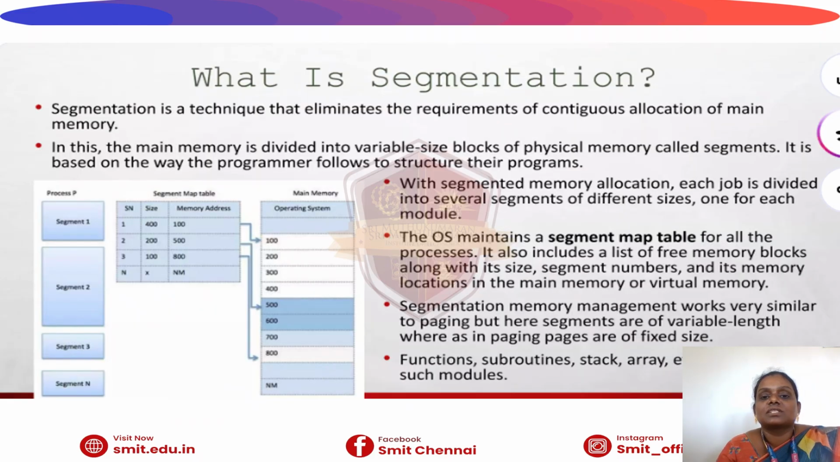And segmentation: the main memory is divided into variable size blocks of physical memory called segments. An operating system maintains a segment map table for all the processes. It also includes a list of free memory blocks along with their sizes. Segmentation memory management works very similarly to paging, but here segments are of variable length, whereas in paging, pages are of fixed size.